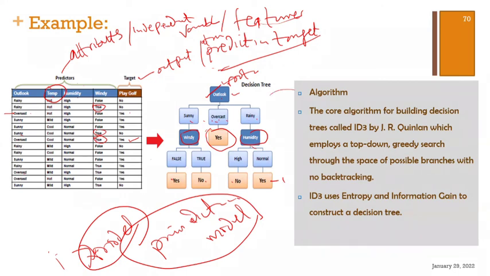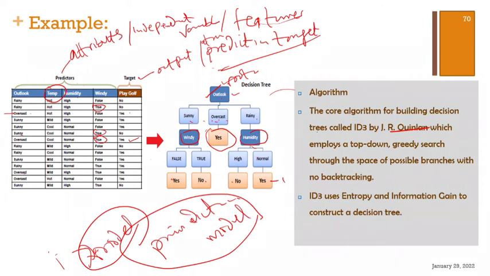Now, the core algorithm for building decision tree is called ID3, developed by Quinlan, which employs a top-down greedy search through the space of possible branches with no backtracking. Like I said, there's no backtracking in decision tree. You don't use an attribute 2 times. Once you use an attribute, halas, you are done with it. You don't come back to that attribute. You keep picking other attributes until you get your job done.